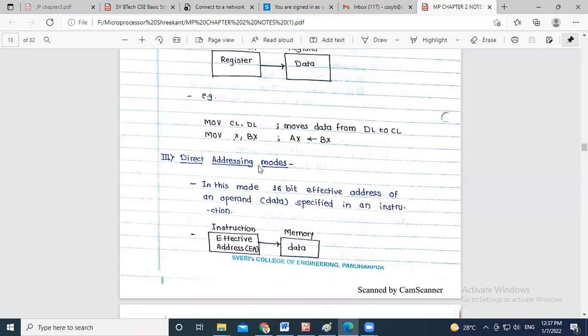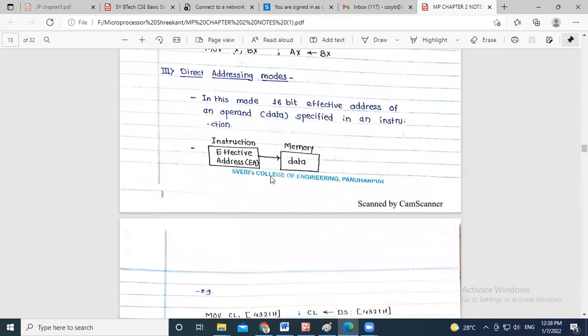Because whenever the address bus or data bus comes, at that time it is 16-bit. So in this mode, the 16-bit effective address of the operand or the data is specified in the instruction itself, that is, we use the effective address, EA, in the instruction. The effective address is in memory, and what is in memory? It is data. So this is a direct addressing mode. That data is directly given to the instruction through the effective address, and that is called direct addressing mode.